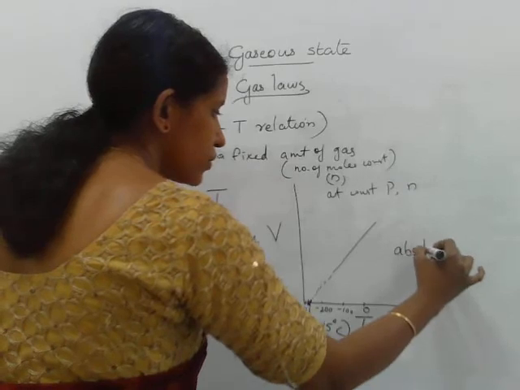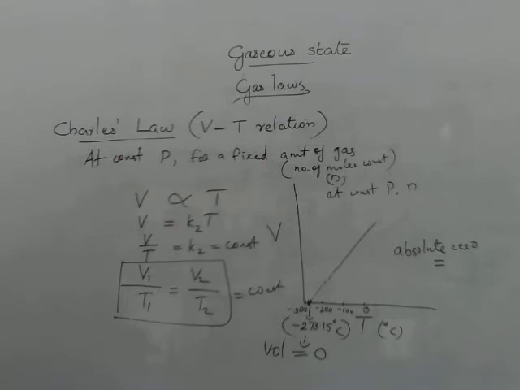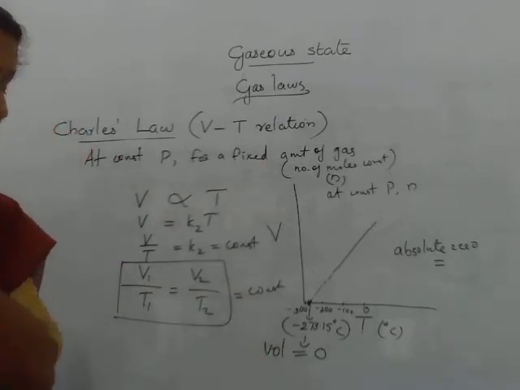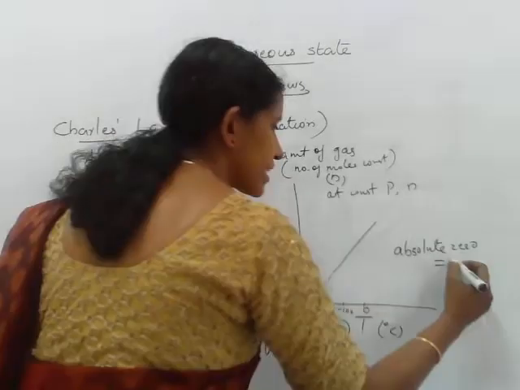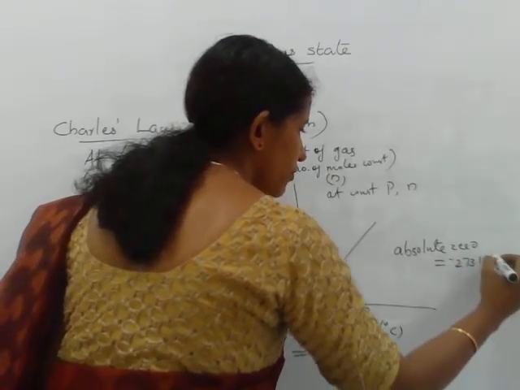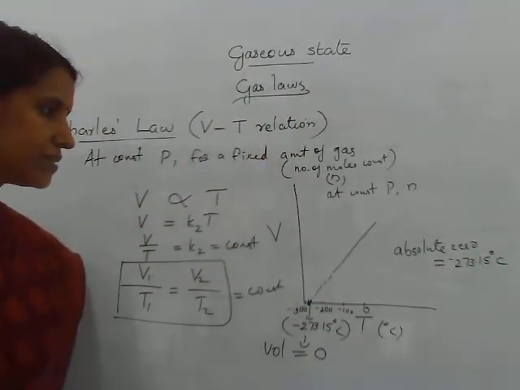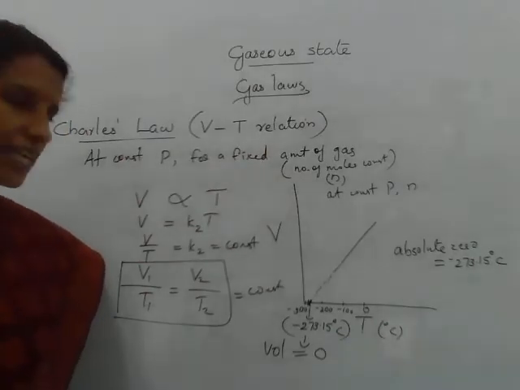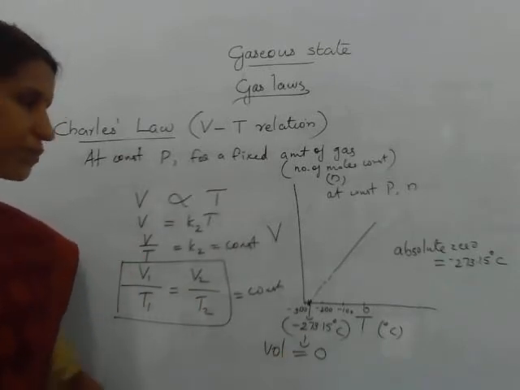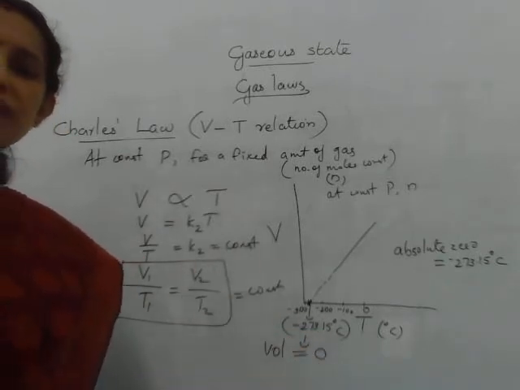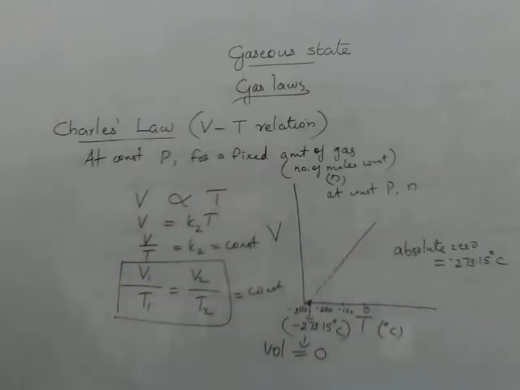So what is absolute zero? At this temperature, gases do not exist. Before reaching this temperature, gases will be liquefied. And this temperature is negative 273.15 degrees Celsius. This is the lowest hypothetical temperature at which volume of the gas is 0, meaning at which gases will not exist. This temperature is called absolute zero.